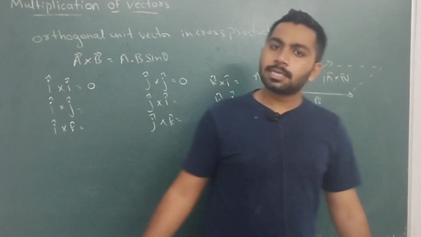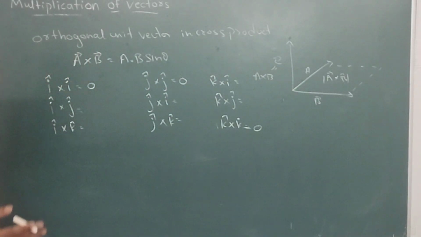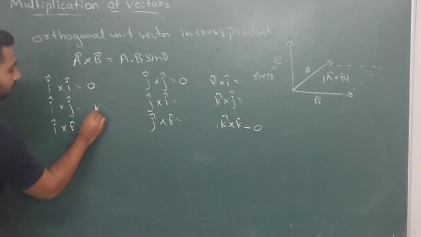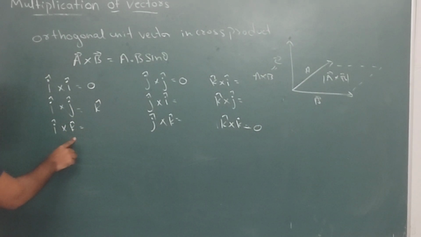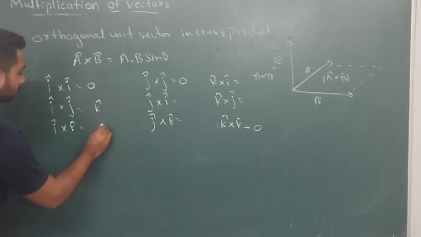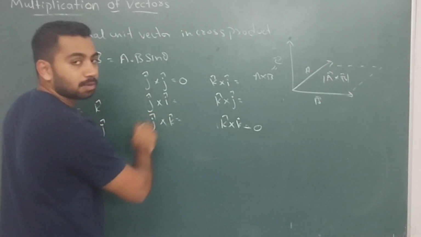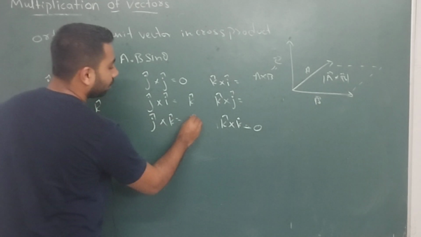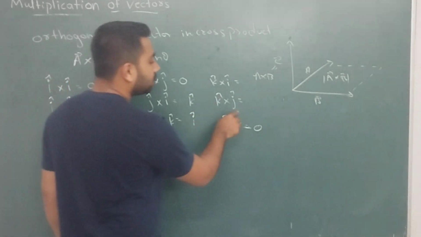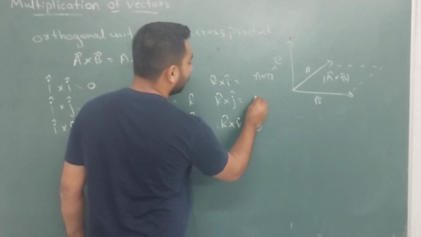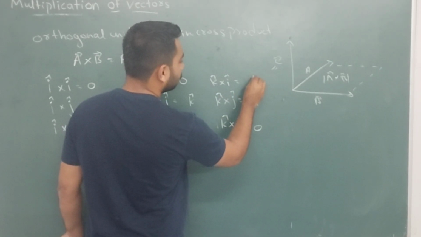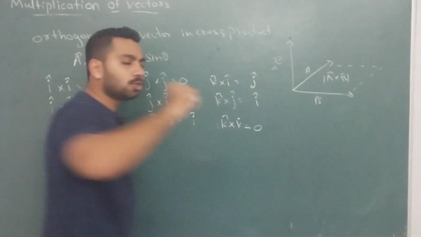Now come to i j, i k, j i, j k. They are not 0. These are perpendicular, and the resultant comes here, k. i and j are perpendicular, resultant comes here, k. j and k are perpendicular, resultant comes here, i. k and j perpendicular, resultant comes here, i. This one perpendicular, then the resultant comes here, j. Is it true?